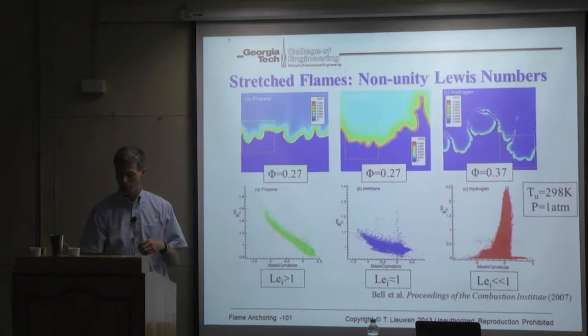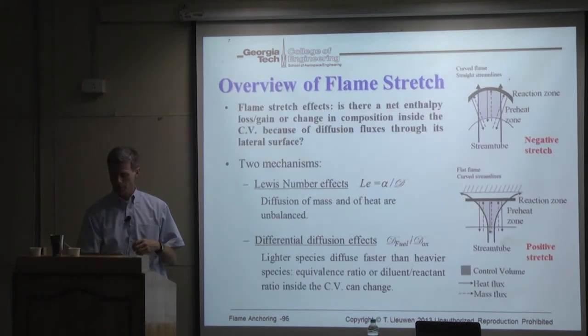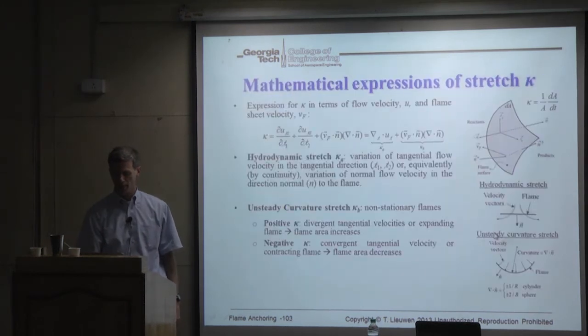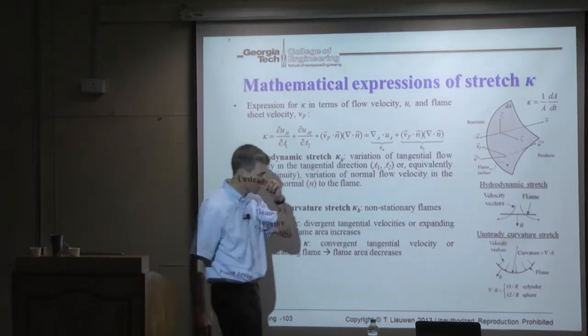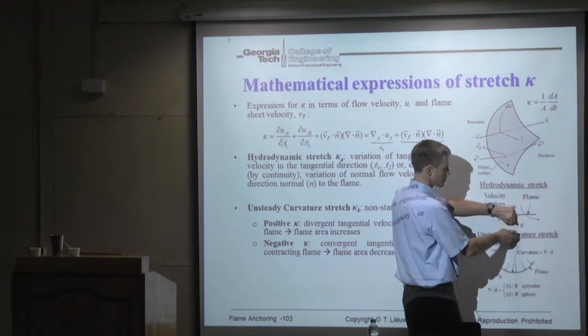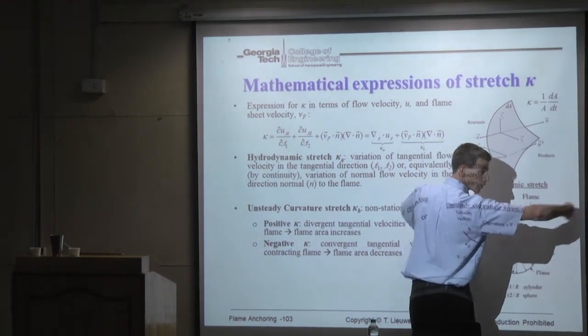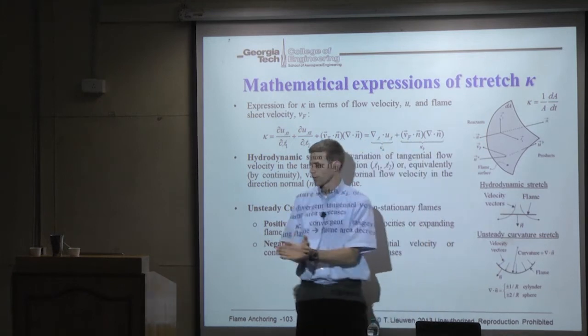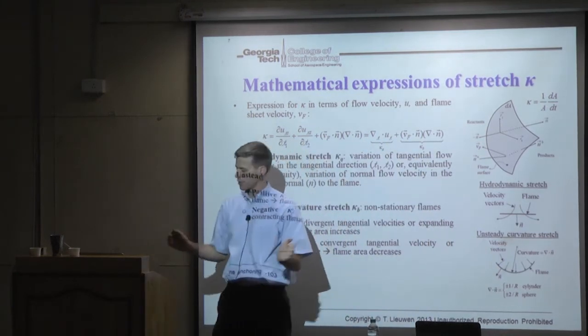So this is why, if we think back to these pictures that I drew earlier, I told you this is positively stretched, and this explains why we call it positively stretched. You can imagine if this was a membrane or something like that, and I was pulling on it in this direction and pulling on it in that direction, the flow velocity is trying to create flame surface area.